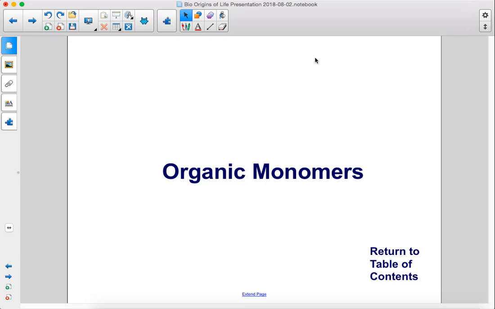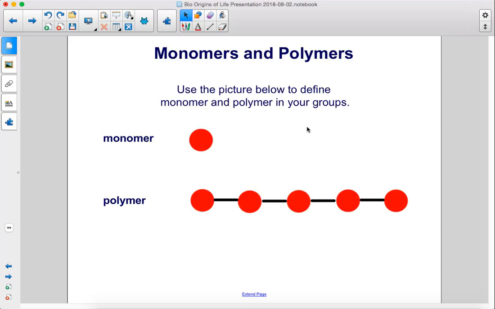Organic monomers. Monomers and polymers. Use the picture below to define monomer and polymer in your groups. Here is a monomer. Here is a polymer.